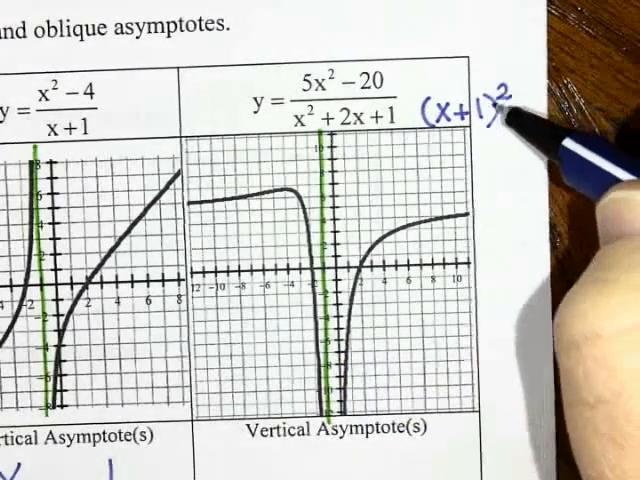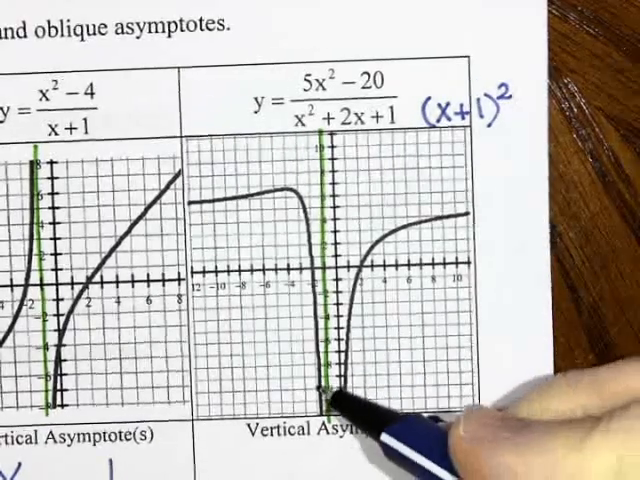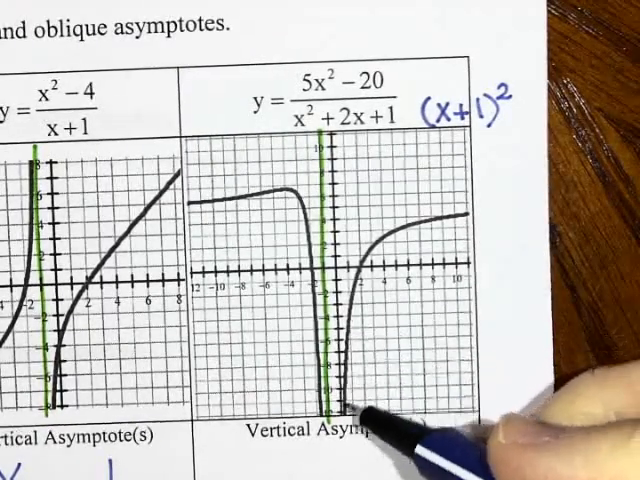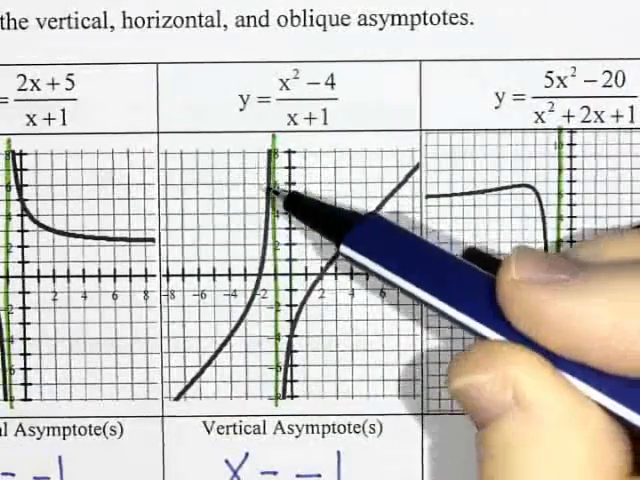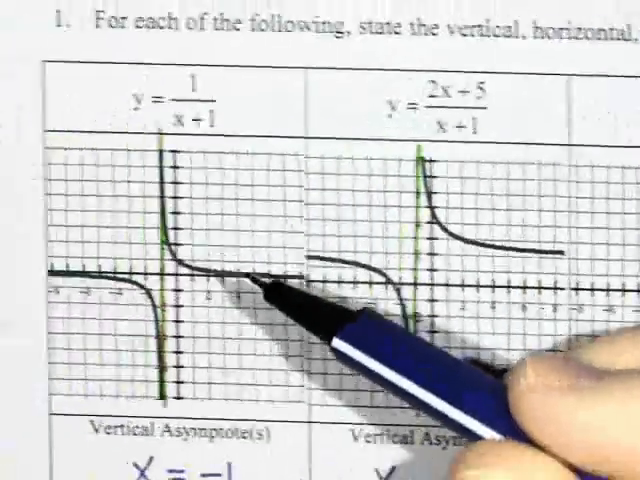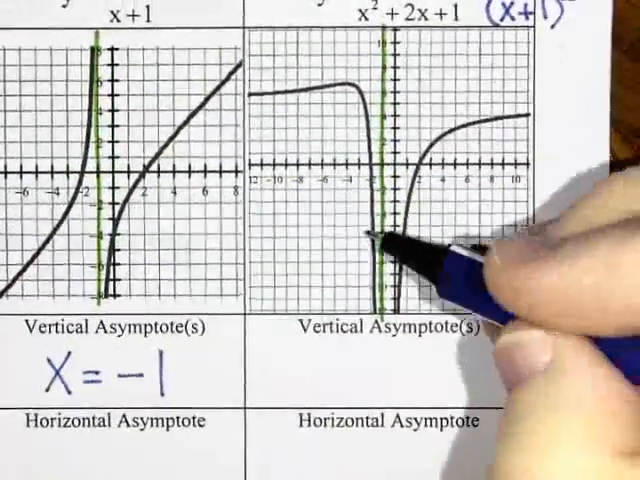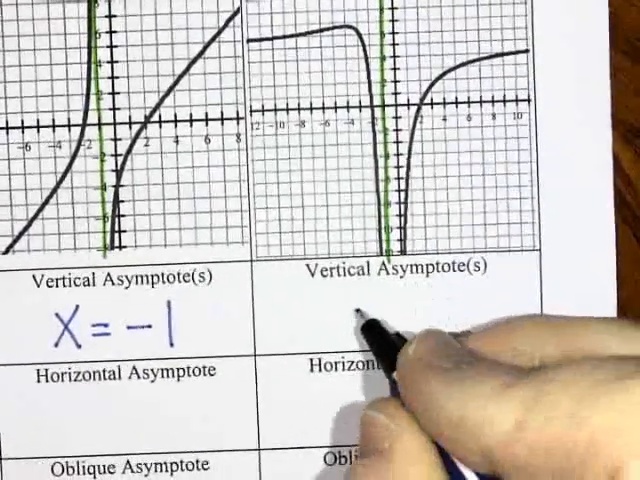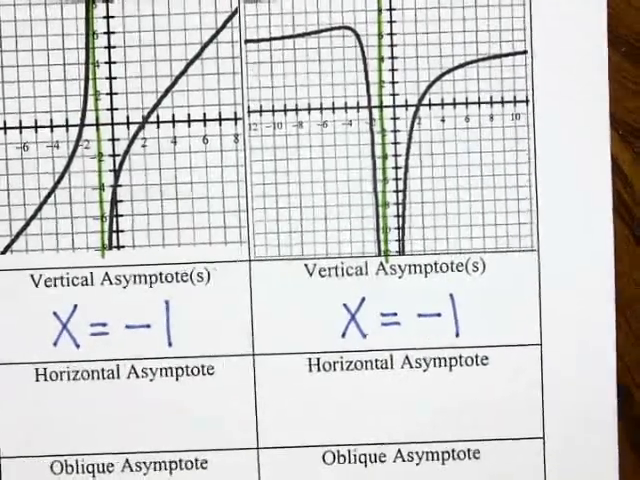And we talked in the previous lesson about how a square means that the two ends are going to be going in the same direction. Whereas you'll notice on all the other graphs that the ends on the opposite sides of the asymptote are pointing in different directions. And anytime there's a square, they're going in the same direction. So the asymptote on this one is also x equals -1.